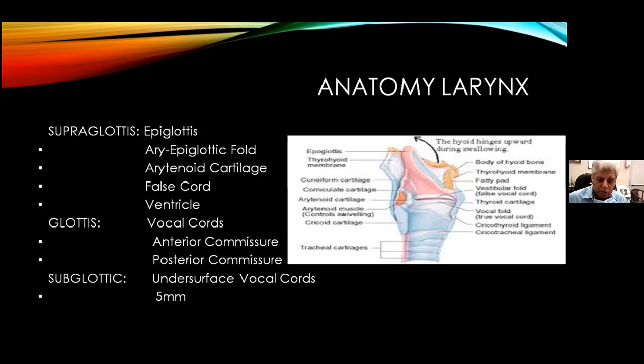If you look at the supraglottic region, it involves the epiglottis, the epiglottic fold, arytenoid cartilage, false cord, and the space between the true vocal cord and false cord called the ventricle. These are all part of the supraglottic. Glottic is just the vocal cord, and subglottic is the undersurface of the vocal cord up to 5 millimeters. Below that is the trachea.